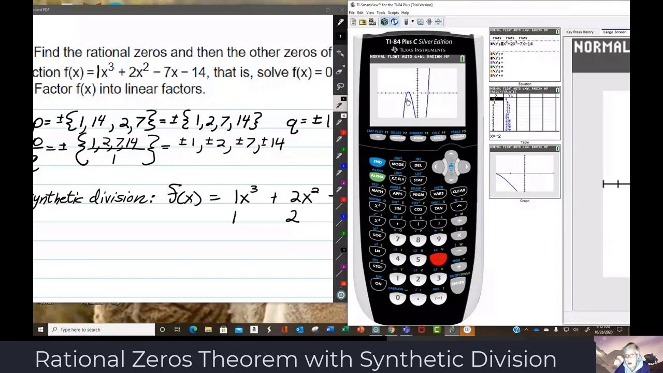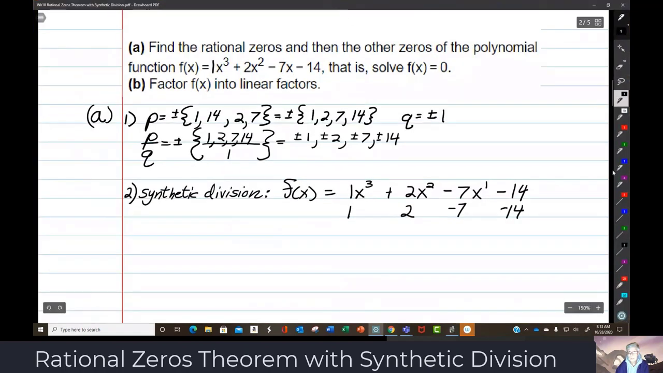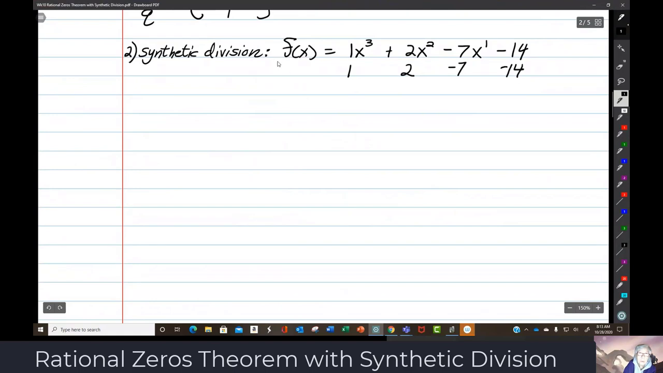Okay, so there are my zeros, 1, 2, and 3. But all I need is one guess, and it sure looks to me, let me make this bigger, it looks to me like -2 would be a good guess, but just a guess. So I'm going to put -2 in the backwards L. And then skip a line and draw a line.